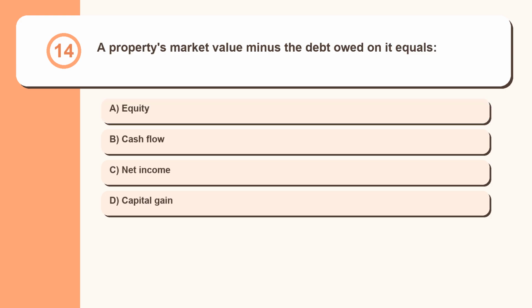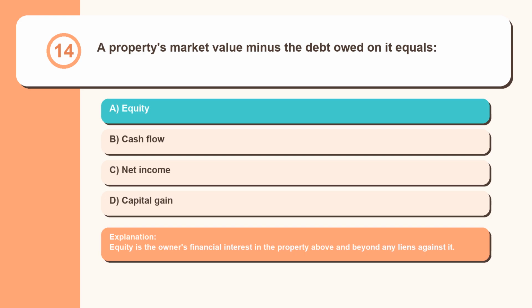Question 14. A property's market value minus the debt owed on it equals: equity, cash flow, net income, capital gain. Equity is the owner's financial interest in the property above and beyond any liens against it.